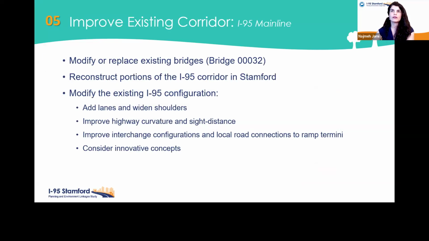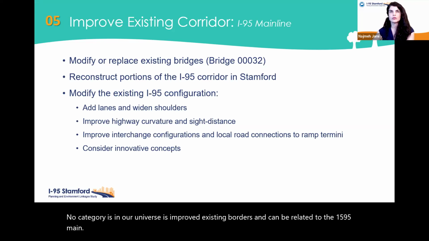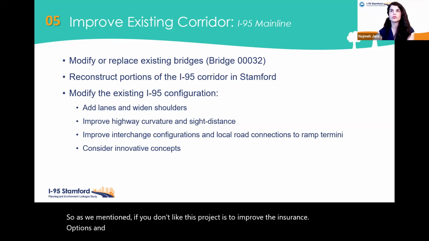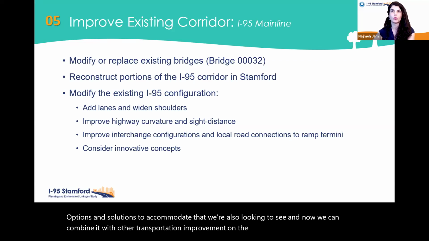And our final category in our universe is improve existing corridors that can be related to both I-95 mainline and local roadways. First, let's look at the mainline. So as we mentioned, a key driver of this project is to improve the efficiencies of Bridge 32. As we look at different options and solutions to accommodate that, we are also looking to see how we can combine that with other transportation improvement concepts to improve the mobility of the I-95 corridor.